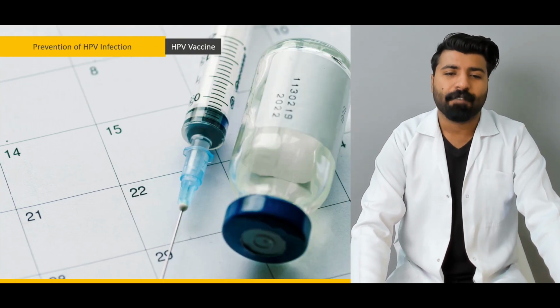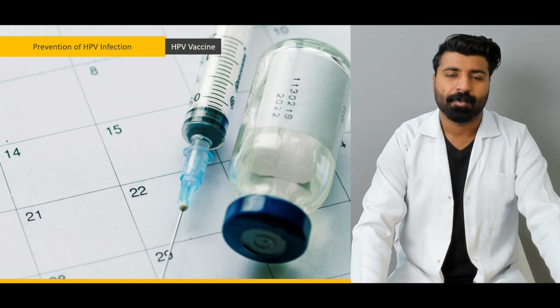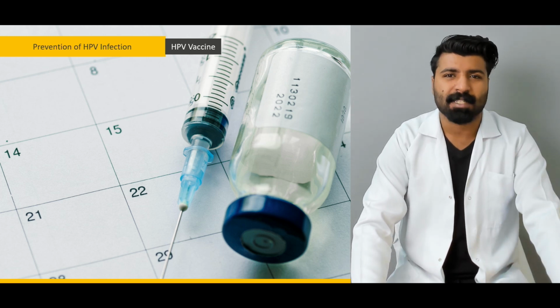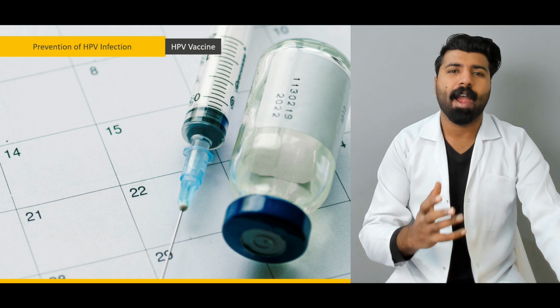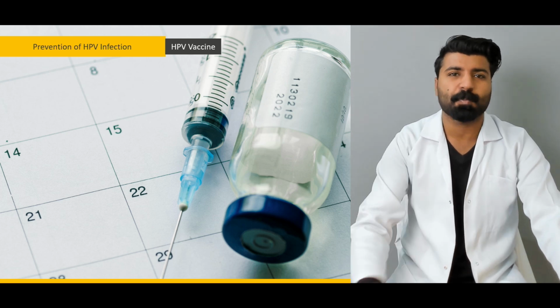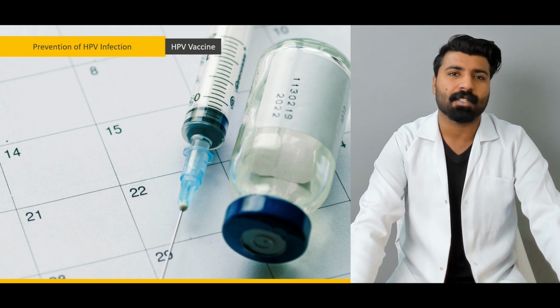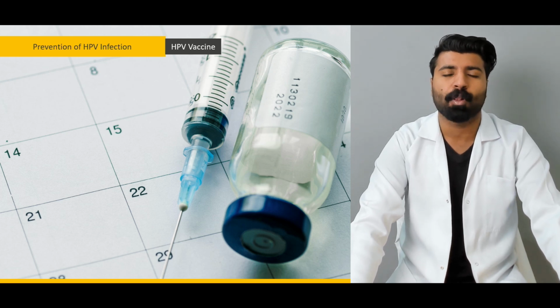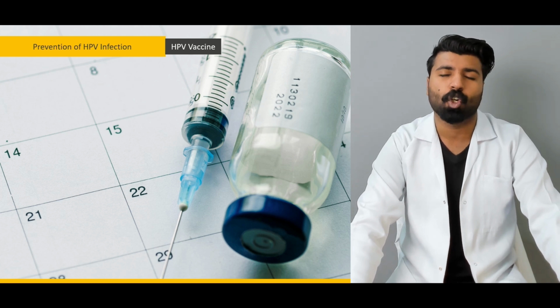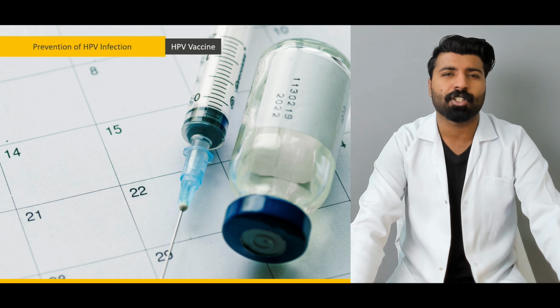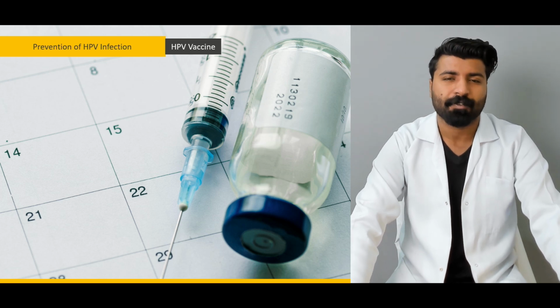Now, prevention of HPV infection. How do we prevent people from getting HPV infection? Now, before heading on to the HPV vaccine part, what we have to do to prevent HPV from spreading is very simple. We have to get those people screened every 3 to 6 months, or at least yearly checkups should be done of those people who get in contact with those who are not screened, or those people who have more sexual intercourses should be screened, first of all.